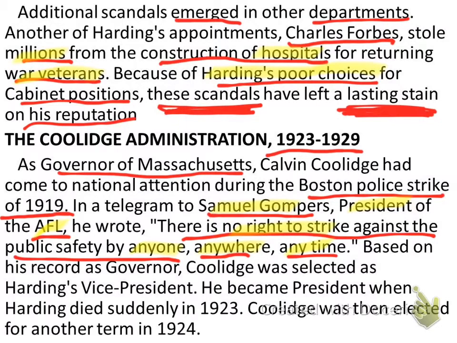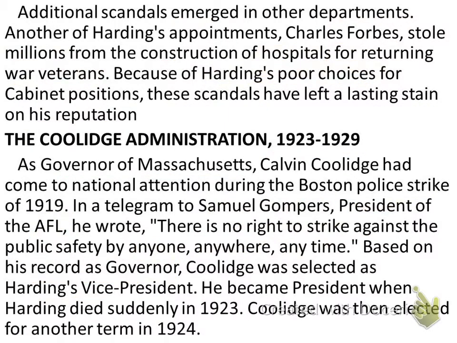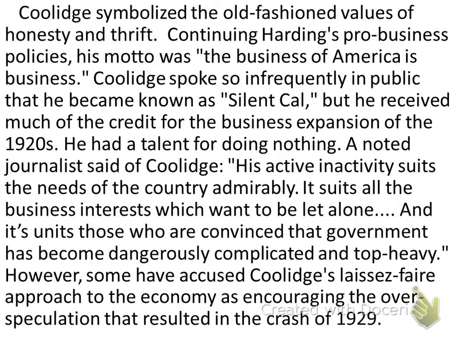Based on his record as governor, Coolidge was elected as Harding's VP when he ran in 1920. Again, he becomes president when Harding suddenly dies in 1923. And then, as I said, he was elected for his own term in 1924. He, like Harding, favored a laissez-faire, government's hands-off economic policy, which we'll get to.